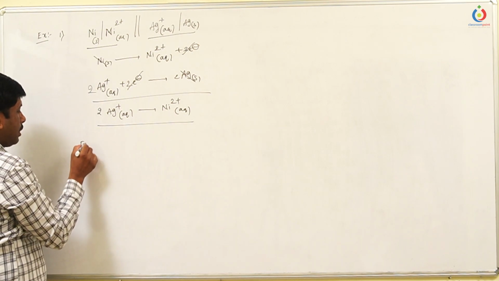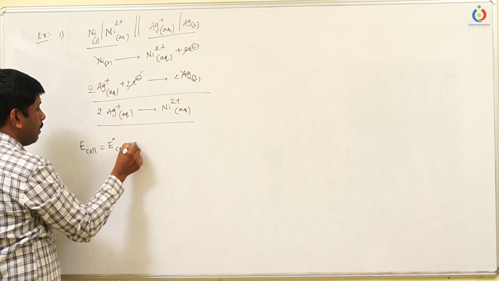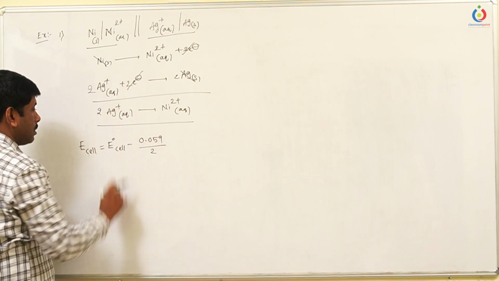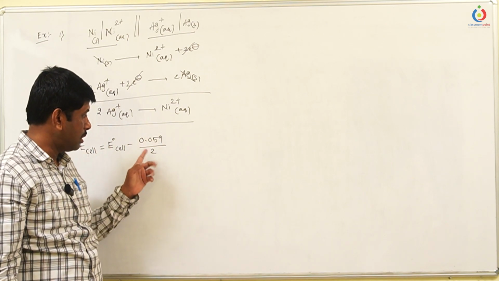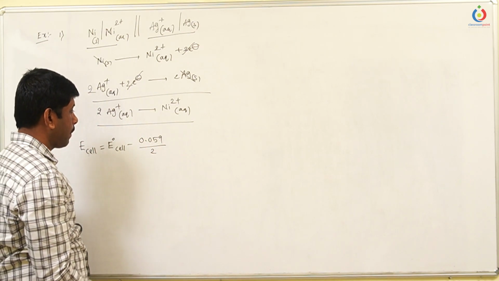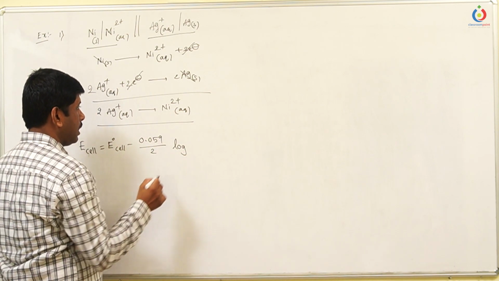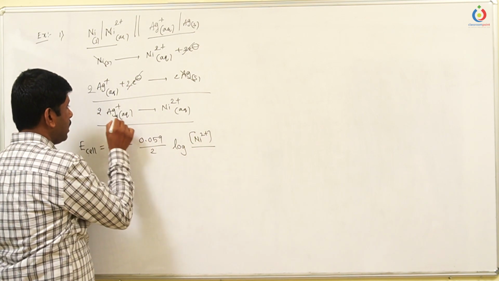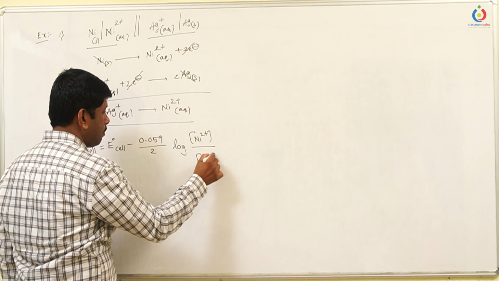Then applying the Nernst equation to this, E cell equals E naught cell minus 0.059 by 2 electrons. I am considering all these conditions at 298 Kelvin, so I am using 0.059 here. Log of concentration of product by concentration of reactant. The product is Ni2+, the reactant is Ag+. How many are there? 2 are there. So concentration of Ag+ whole squared.